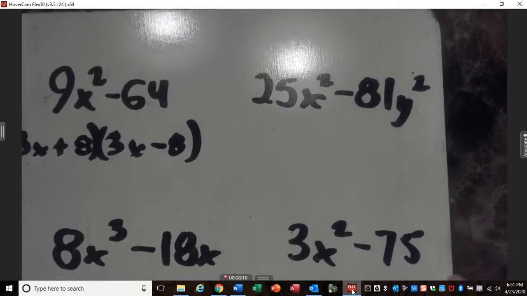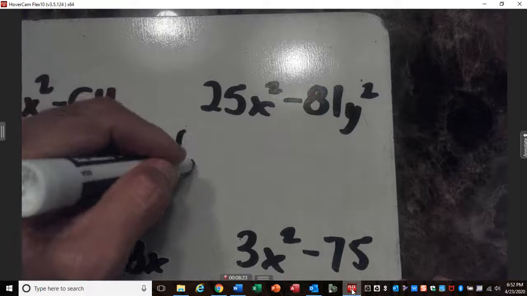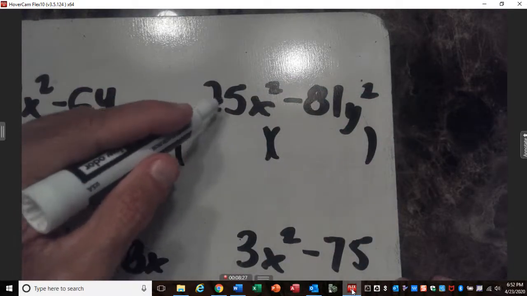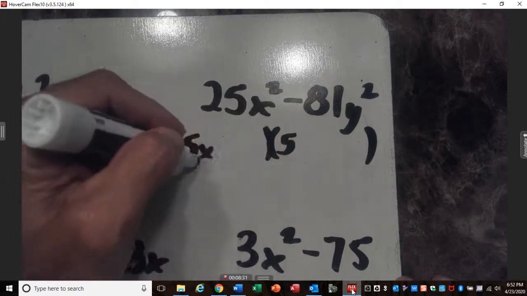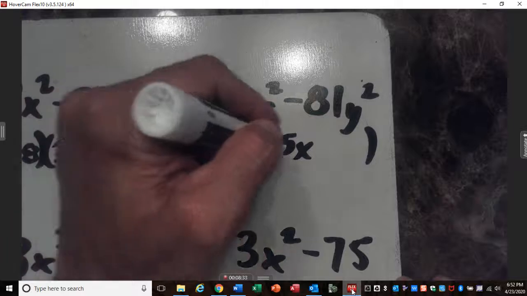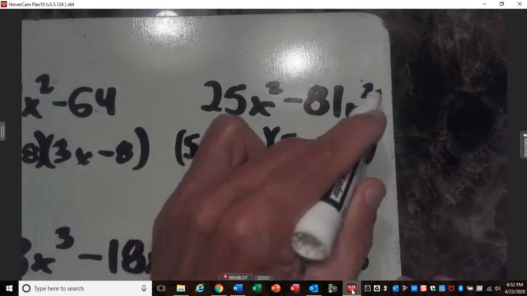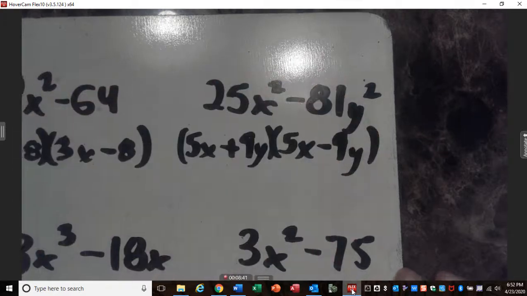Okay, next one. 25x squared minus 81y squared. And again, just open up your parentheses. So the square root of 25, that's a perfect square, and so is 81. So 5 and 5, x and x, plus and minus, 9 and 9, and now you have a y squared at the end. That's okay, no big deal. Just put a y here and a y here, and we're done.